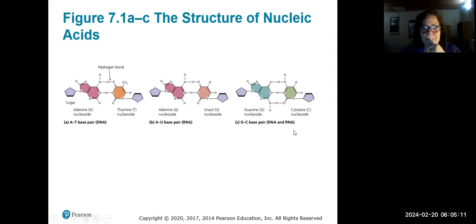Okay, this is subtle, but one of the things we said was the difference between DNA and RNA is the sugar. So the sugar that's here has to be a deoxyribose. The sugar that's here has to be a ribose. This is the RNA version.